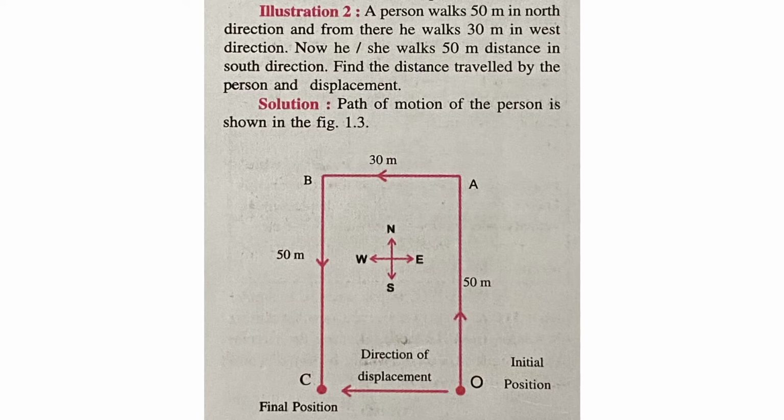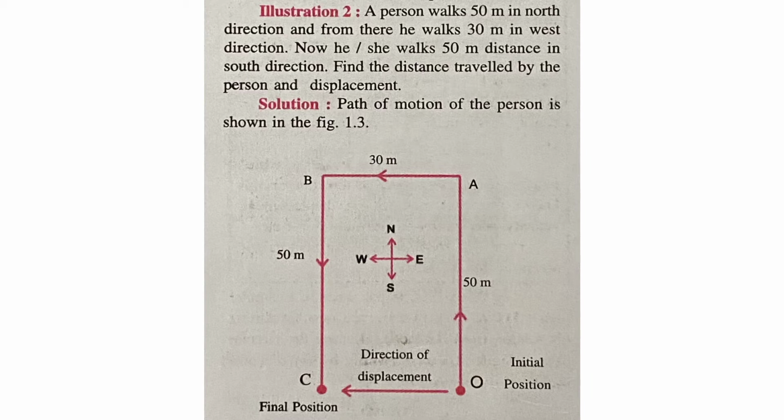So here we need to draw the diagram. You know the directions east, west, north and south, right? So first of all, consider that the person is at O, that is the initial position of the person. Now he is moving 50 meter in north direction. So you can see that point A is there towards the north and the distance between O and A is marked as 50 meter. Now from there he walks 30 meter towards the west. So the line is drawn from A towards B in west and it is marked as 30 meter from A to B.